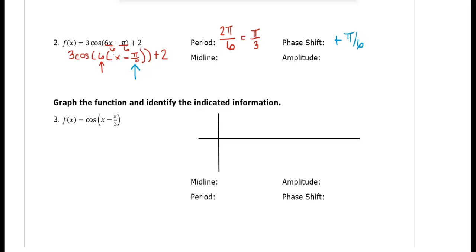Midline. Midline, again, is whatever is added or subtracted at the end. Even if there's nothing added or subtracted, then it's just 0. In this case, it's just y equals 2. And then the last one that I've got here is for the amplitude. It's the absolute value of the a. So whatever number is multiplied by the trig function out front. And in this case, that's a positive 3. So my amplitude is 3.